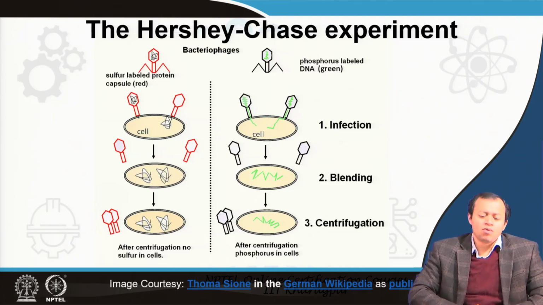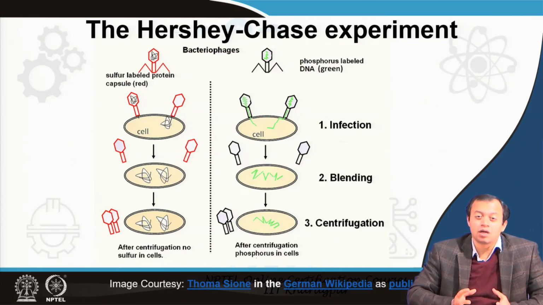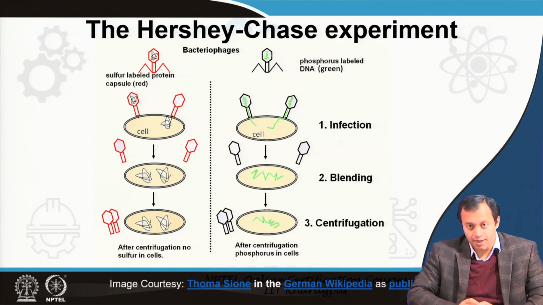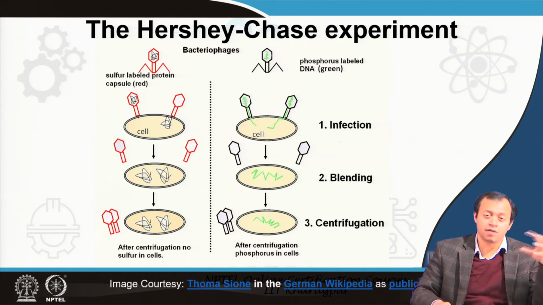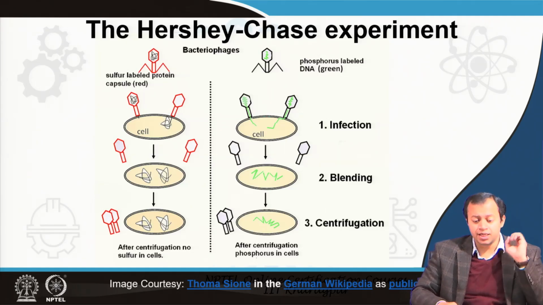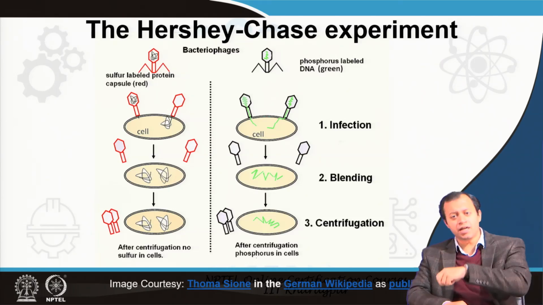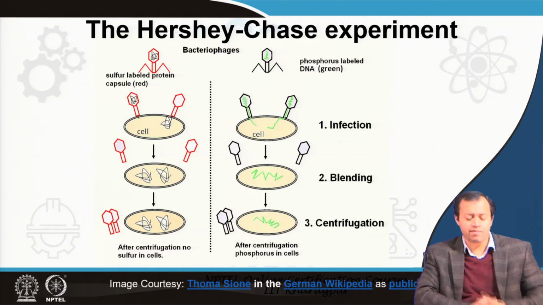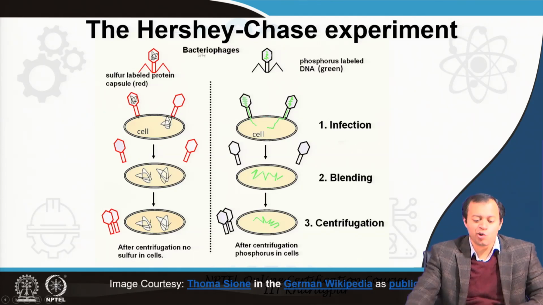So, what they did, they were working on viruses like bacteriophages. Bacteriophages are a particular virus that affects bacteria. Previously Frederick Griffith only worked with bacteria, but in 1952 they started working with viruses, specific viruses that infect bacteria. Bacteriophages are one of those viruses that infect bacteria.